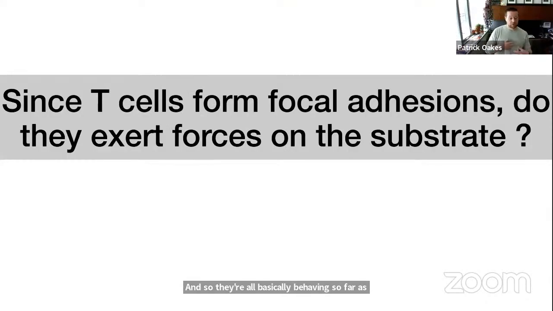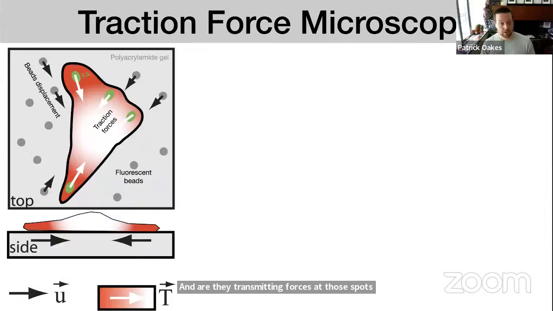Okay, so the next question then, the next obvious one really, is that if they're forming these structures and they're using integrins to bind to the ECM, are they actually generating forces at those spots? And are they transmitting forces at those spots to help them migrate? And so to this, we turn to a technique that we've been doing for years now, which is traction force microscopy. And so just in case you're not familiar with it, I'm going to walk through a cartoon real briefly.